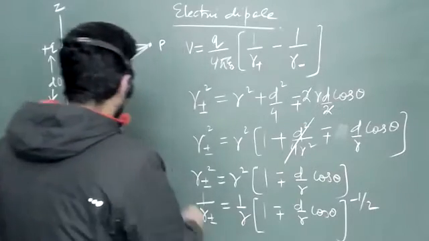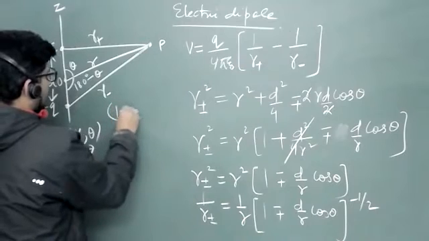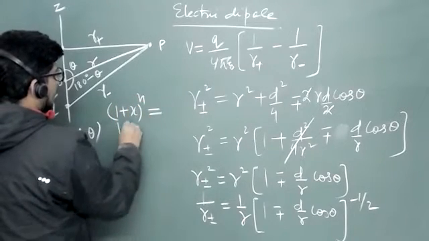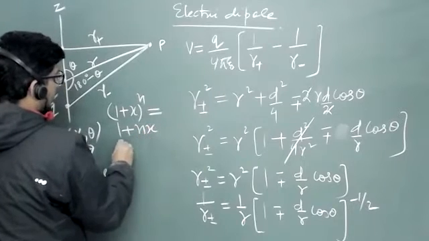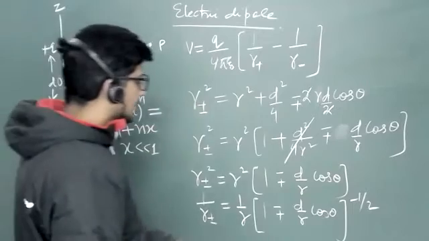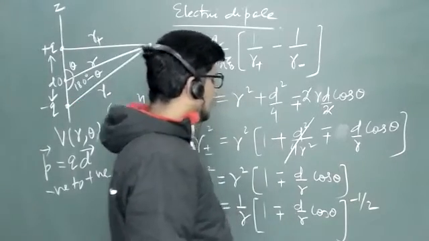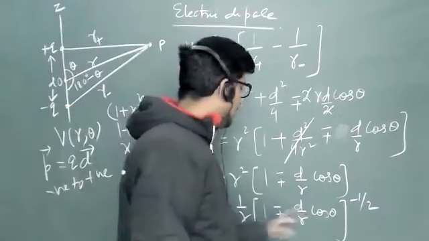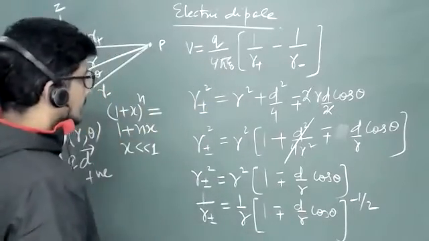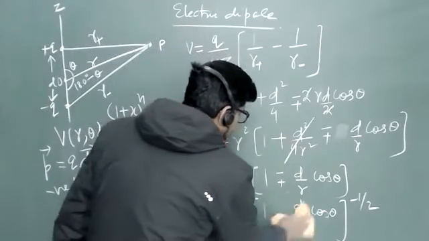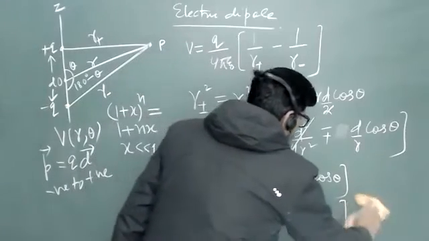Using the binomial, देखो the beauty of binomial. 1 plus x to the power n can be written as 1 plus nx if x is much less than 1. So because r is greater than d, we can neglect the higher terms and I will apply binomial. यहाँ पे plus आ जाएगा. So it will become, बताओ भाई क्या हो जाएगा इसकी जगह? So 1 plus minus d by 2r cos theta.